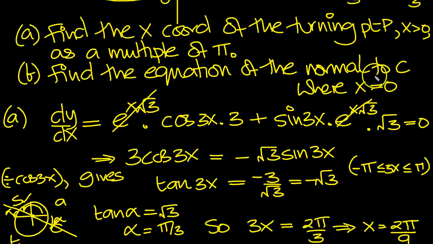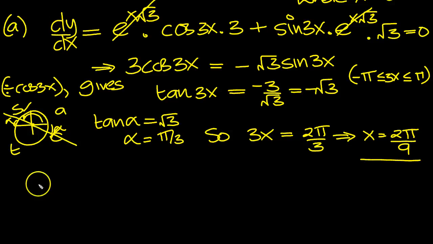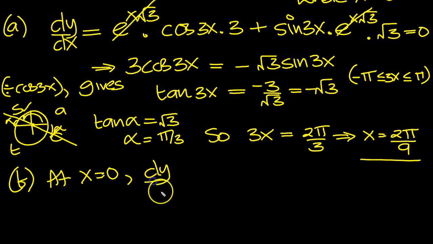Find the equation of the normal to C where x is 0. So let's use dy dx then. At x equals 0, dy dx is equal to, so I'm going to look at this whole line here. e to the 0 is 1, cos of 0 is 1, so we've got 3. Sine of 0 is 0, so all of this is 0, so dy dx is equal to 3.